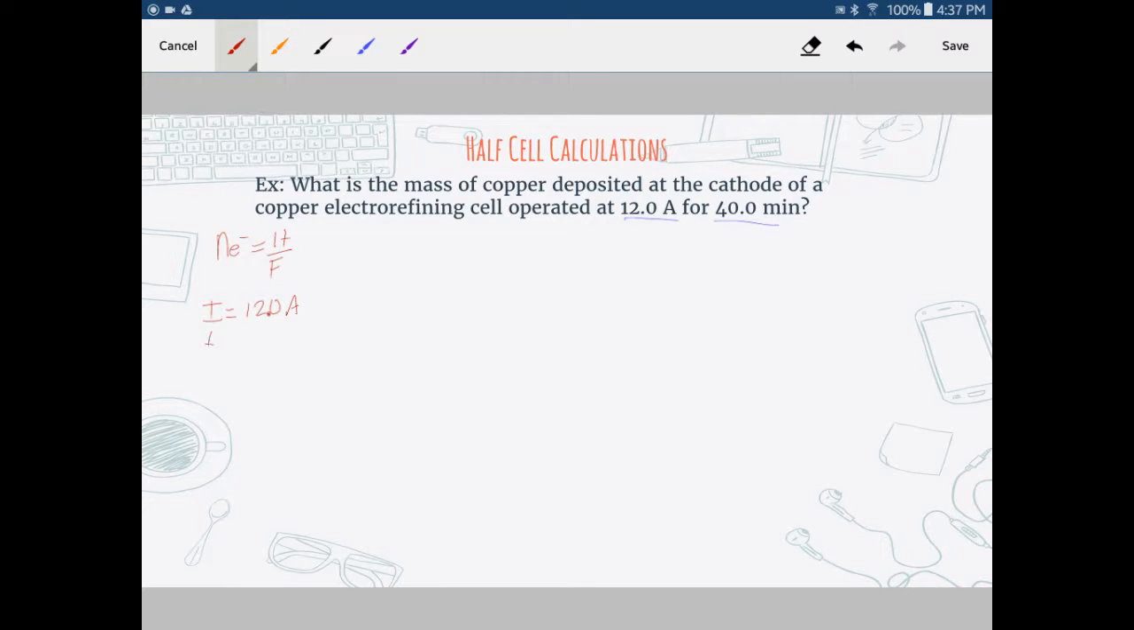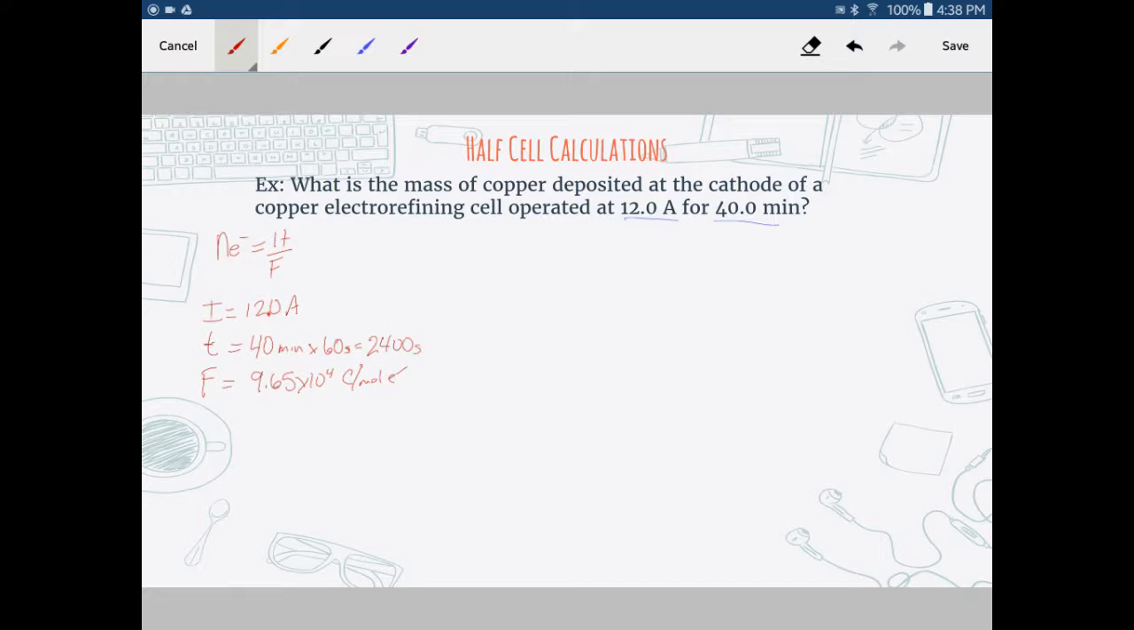Time, what's going on here? Time is 40 minutes, which if I multiply by how many seconds are in a minute, 60 seconds, means that I have 40 times 60 seconds is 2400 seconds in 40 minutes. And Faraday's constant, which is 9.65 times 10 to the power of 4 coulombs per mole of electrons. So that's my first step.